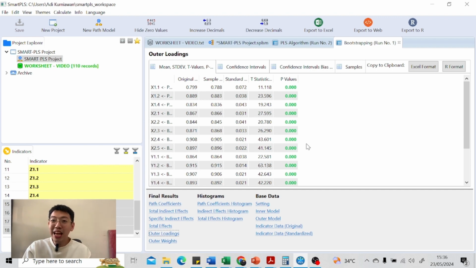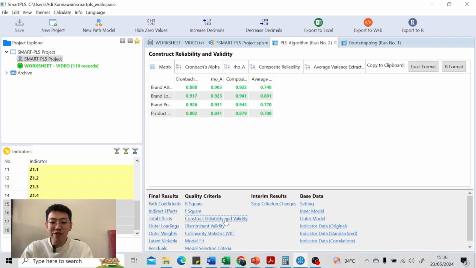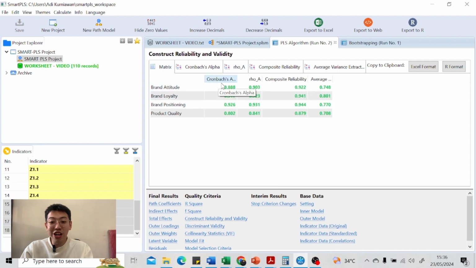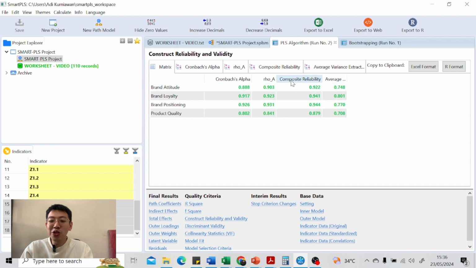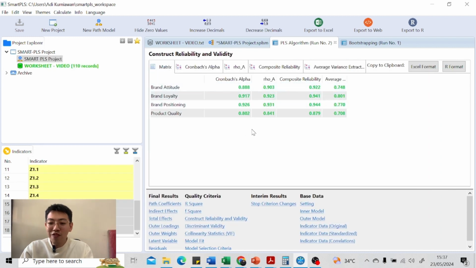The second one is about reliability. There are three reliability analyses that we should pay attention to. We go to PLS algorithm and choose construct reliability and validity. The reliability measurements are Cronbach's alpha, rho A, and also composite reliability. All of these numbers should be higher than 0.7. If you see here, all of them are green. Therefore, the indicators are reliable. If you see as well, the value of rho A should be between Cronbach's alpha and composite reliability. In SmartPLS 4, the composite reliability is denoted with rho C.